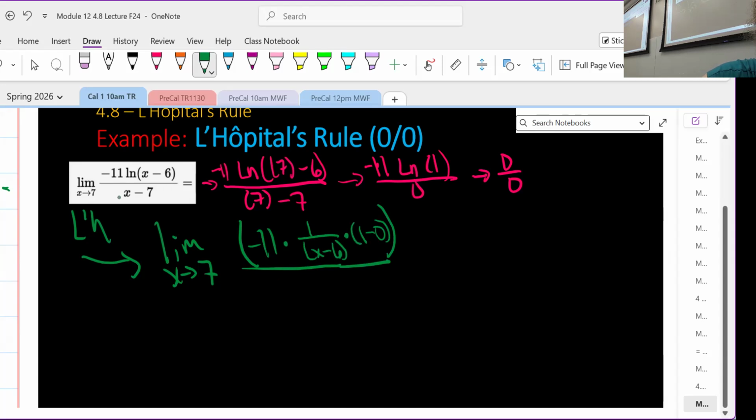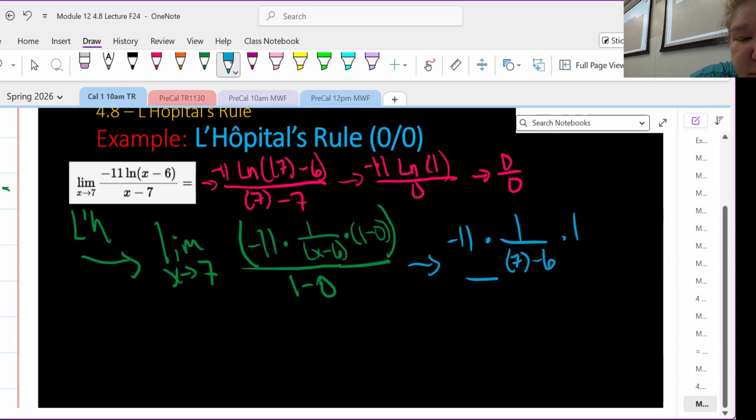Derivative of the bottom works out real nicely though. That'll just be 1 minus 0. Just a 1. So now that we've applied L'Hopital's rule, now we plug in the number and see what we get. So some of these problems in your homework, you'll actually be able to use L'Hopital more than once. Most of them, though, you only need to use it once. So this 1 over 7 minus 6 is 1 over 1, so it's just 1. So we just end up with that negative 11 from the front.